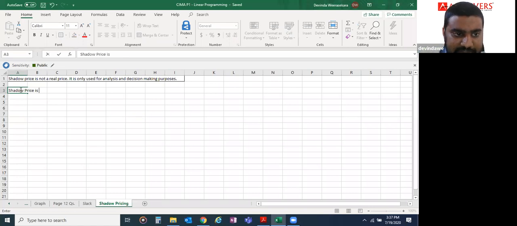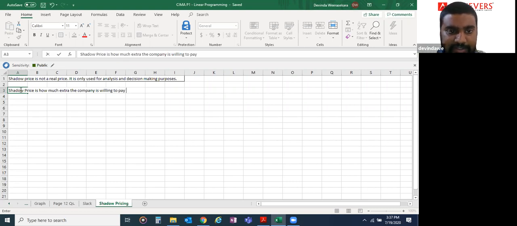Shadow price is how much extra the company is willing to pay to obtain one more unit of a resource. One more unit of a resource, right?